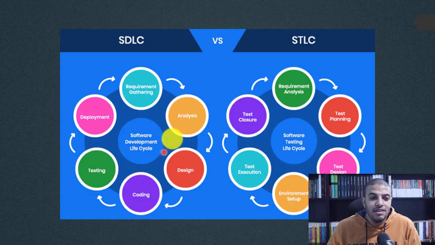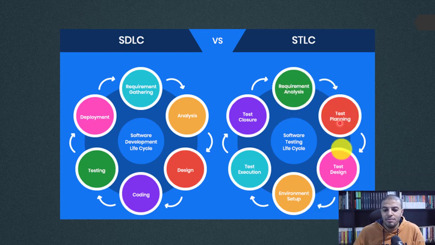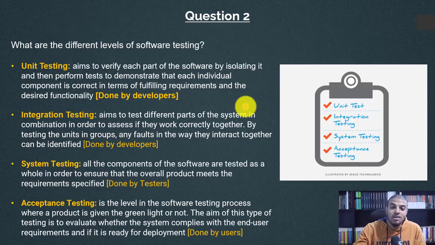So like we see here, this is the software development lifecycle. We gather the requirements, analyze them, design the software, write our code, test our code, then deploy the software. The testing step of the software development lifecycle is the software testing lifecycle. So if we zoom in on testing here, we find requirements analysis, test planning, design, environment setup or test implementation, execution, and then test closure activity. This is a very important question that is asked a lot in interviews.